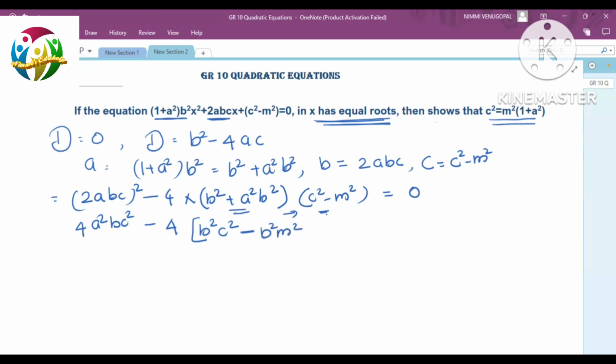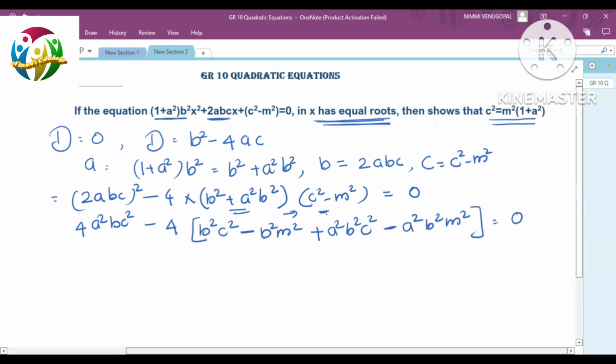Now we have to look at the second term. It is a square, b square. A square, b square into c square. Both of them are positive, no? So positive into positive, that means positive itself. So a square, b square, c square will come. Now, positive a square, b square into negative m square. Plus into minus, minus will come, no? So minus a square, b square, m square. Now we are going to open the bracket.